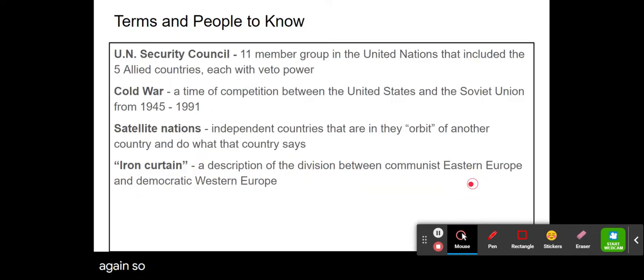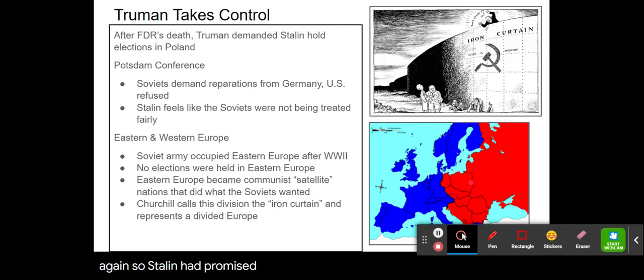And again, Stalin had promised to hold free elections in these places so they could elect new governments. The hope, from the United States' perspective, was that they would elect democratic governments. But Stalin was afraid of that because he wanted this protection. He didn't want Germany to grow powerful again and invade the Soviet Union and repeat what had happened in World War II. So he liked having control of these places because they were what he called a buffer zone.